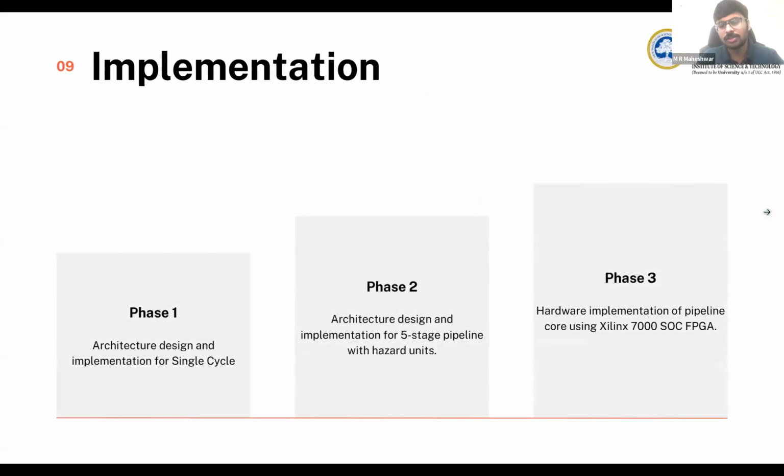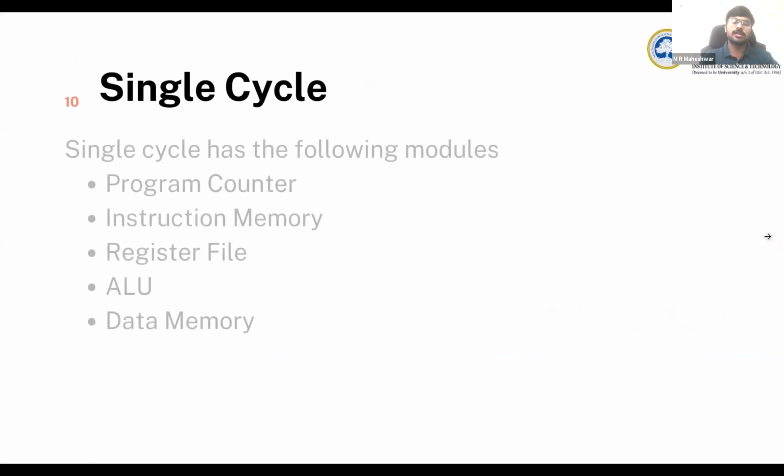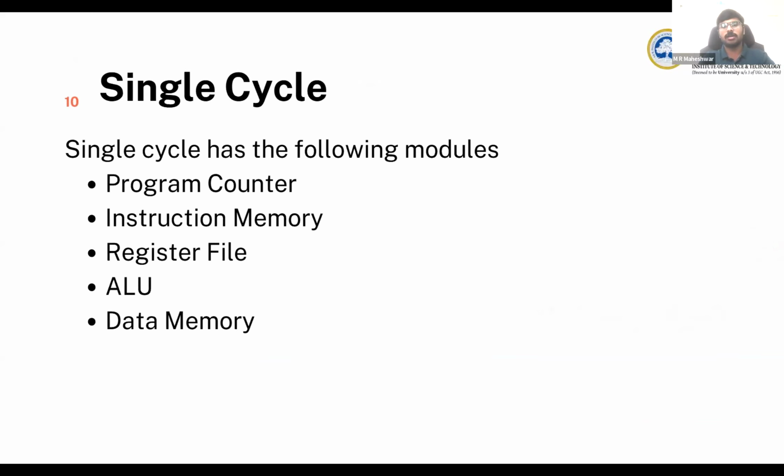So implementation. This project was done in 3 stages. First was the single cycle implementation, second is the 5-stage pipeline implementation, and third is the hardware of it, showing the hardware using FPGA. And in the first phase, as you can see, this is the single cycle architecture. Single cycle means every instruction will take a single clock cycle.